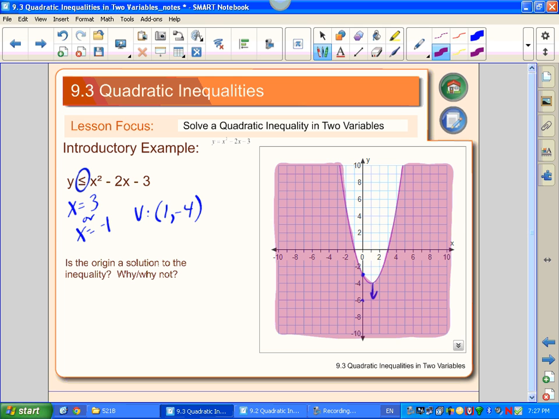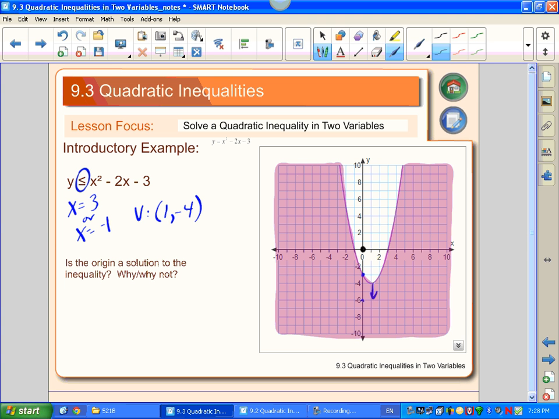So we have another question that's being asked. And this question is asking us, is the origin a solution to the inequality? Why or why not? Well, is the origin a solution? Let's find out where that origin is. Origin is at this point, 0, 0. Is that a solution? No. According to the graph, we know it's not a solution because it's not in the shaded region. Right? So if I have the graph, I can answer it that way.